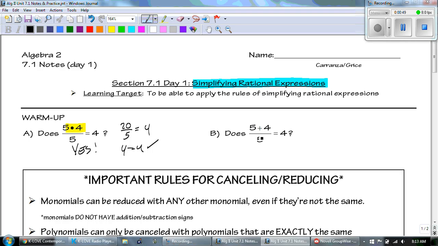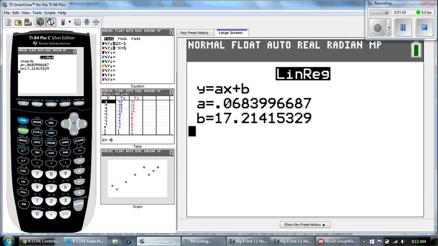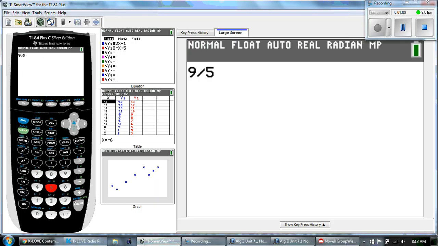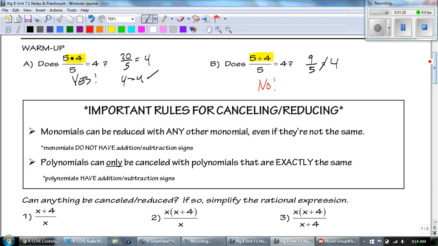So what about part B? Well, remember, we have to do order of operations, so I have to do the top first. And 5 plus 4 is 9, and 9 divided by 5, you can even take out your calculators for this. Most of you should know that's not going to give me 4. 9 divided by 5, yeah, it's 1.8. Sorry, wah wah. So it does not equal 4.